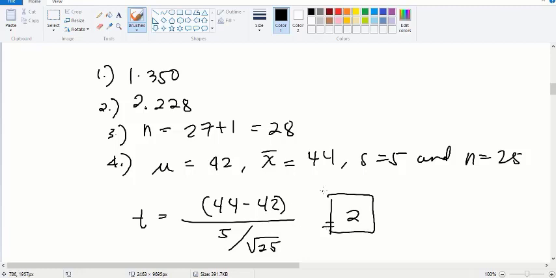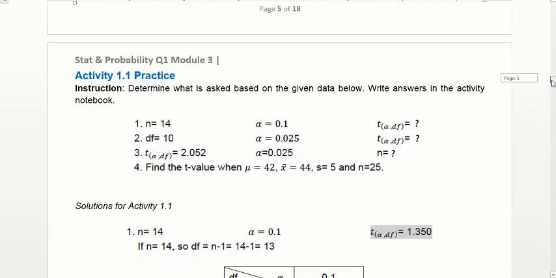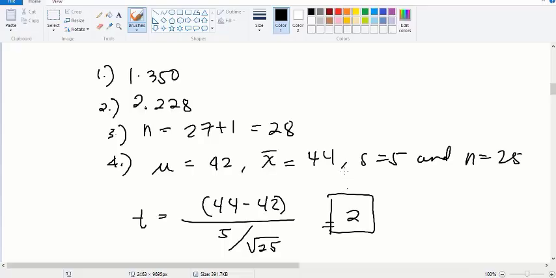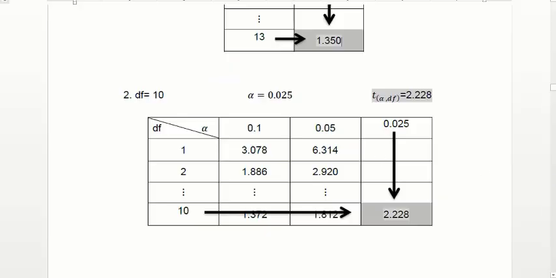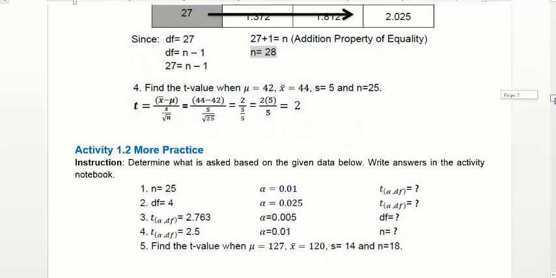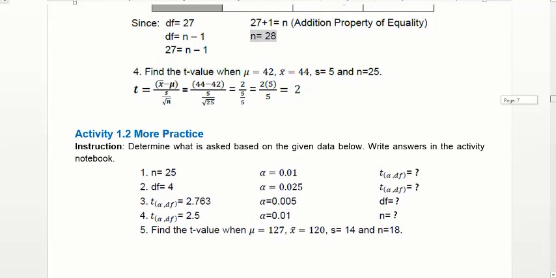That's the answer. Let's see if we got the correct answers. Actually, in your modules, the answers and solutions are already there. Your module is so easy already, the solutions are right there, guys. For part 1, it is indeed 1.350. For number 2, it is indeed 2.228. For number 3, the answer is 28, correct. And number 4 is 2. Indeed. So for activity 1.2, this is more practice, I hope you would be able to answer that.